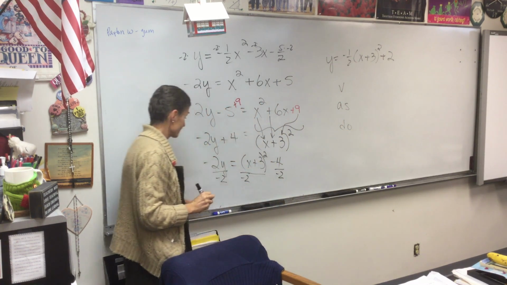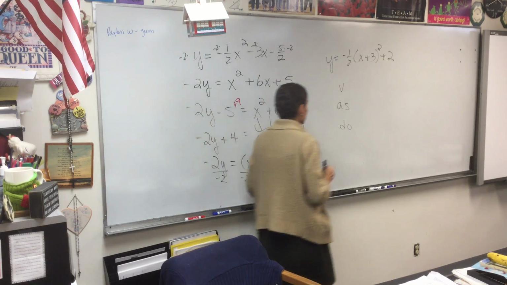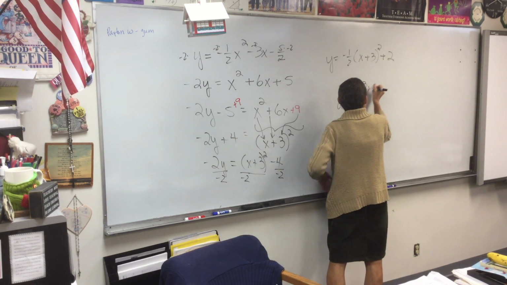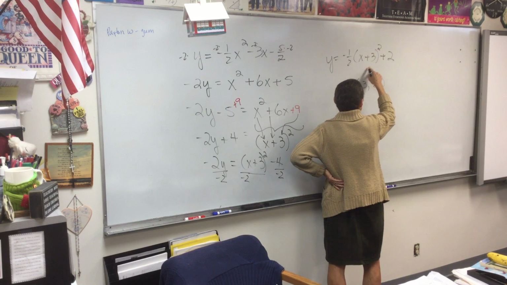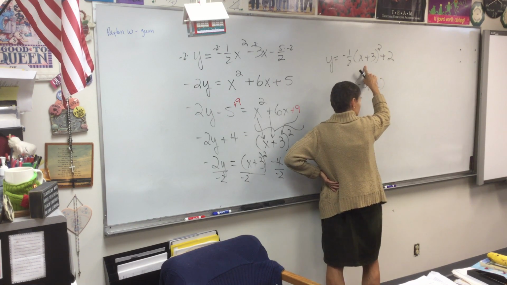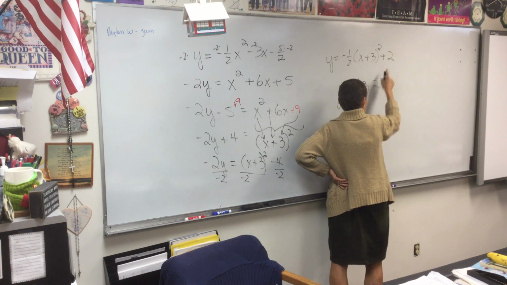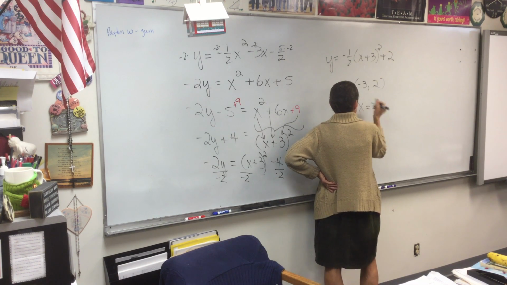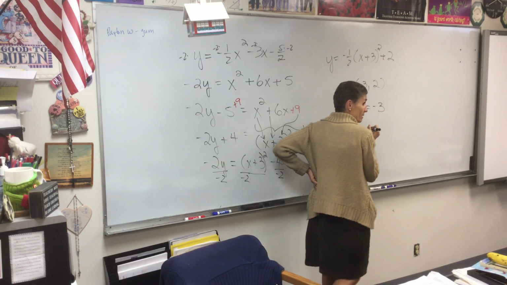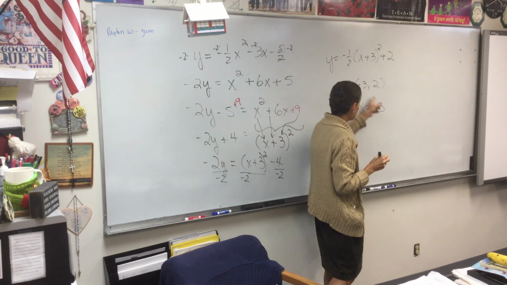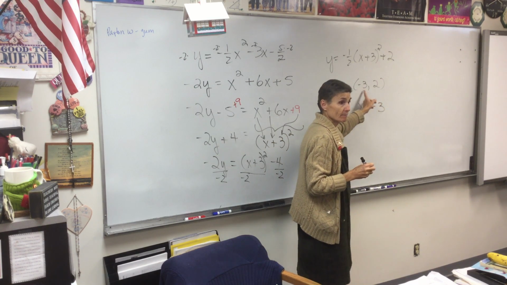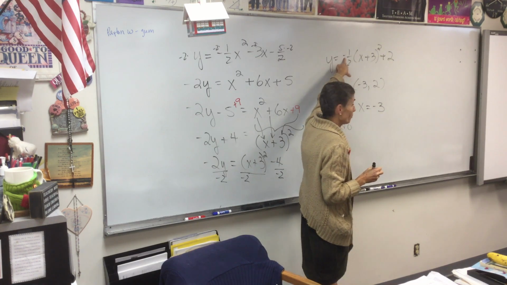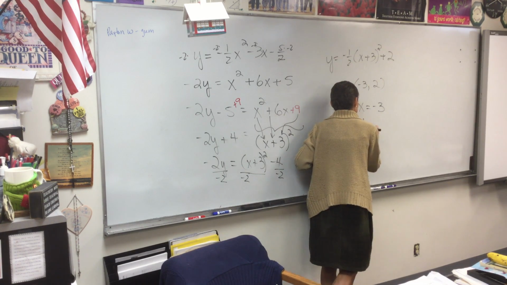Where's your vertex? -3, 2. Remember, in this equation, you have shifted it left 3 and up 2. Perfect. Axis of symmetry, x equals -3. It always equals this number, right? And then which way is it open? Down.